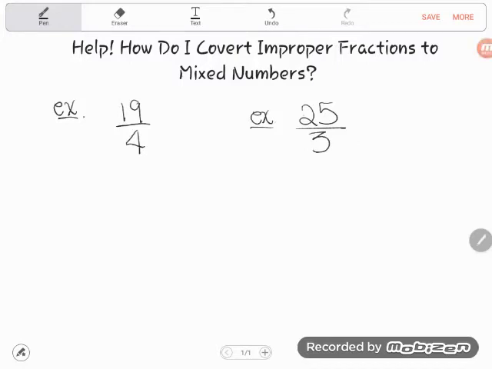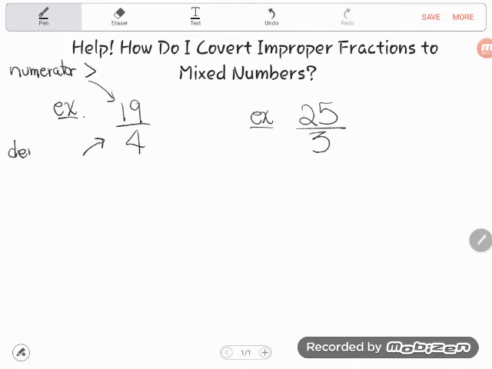Hello, math students. I had a GED student message me on the Facebook page who was struggling with converting improper fractions to mixed numbers. So these are improper fractions. And what do I mean by improper fractions? I mean that the numerator, the top of the fraction, is larger than the denominator, the bottom of the fraction.